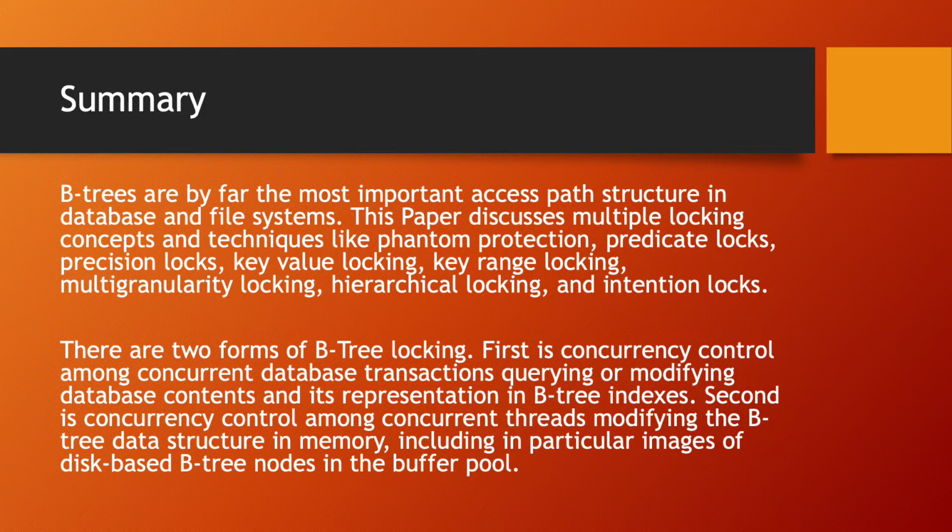There are two forms of B-tree locking. First is concurrency control among concurrent database transactions, querying or modifying database contents and its representation in B-tree indexes. Second is concurrency control among concurrent threads modifying the B-tree data structure in memory, including in particular images of disk-based B-tree nodes in the buffer pool.